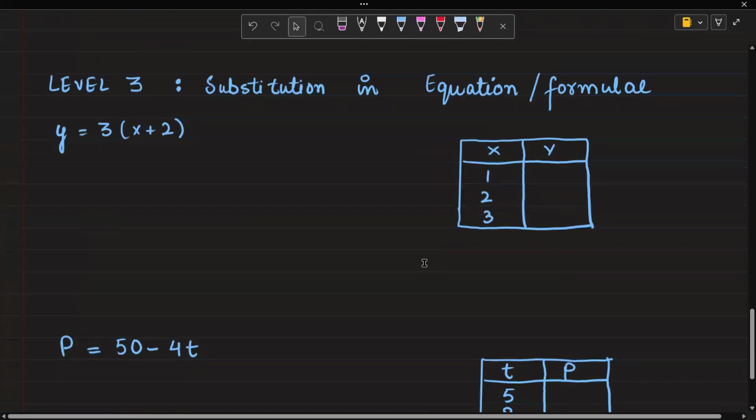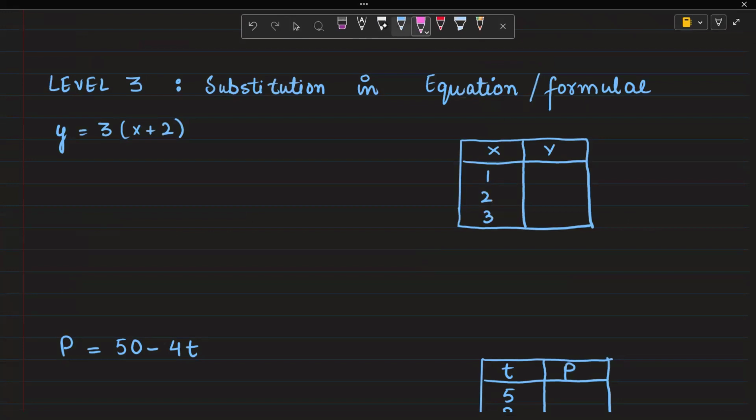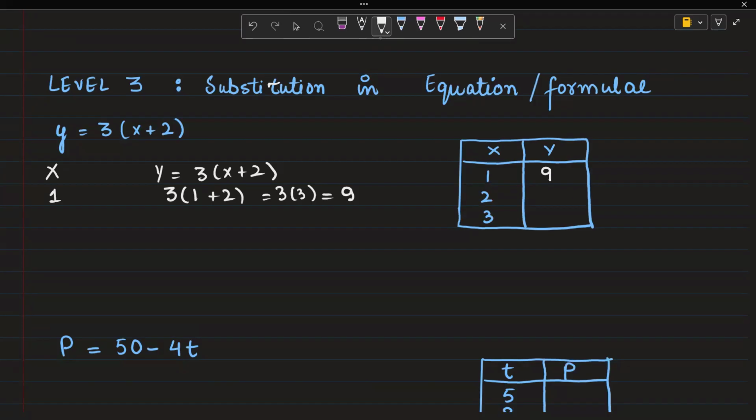Now we are at level 3. Congratulations, you have made it so far. We are given an equation and we have to do substitution. We want to find the set of values when x is 1, x is 2, and x is 3. So we have x as 1, y is equal to 3 times x plus 2. So our y here would be equal to 3 times, instead of x we write 1, plus 2. That is 3 times 3, which is equal to 9.